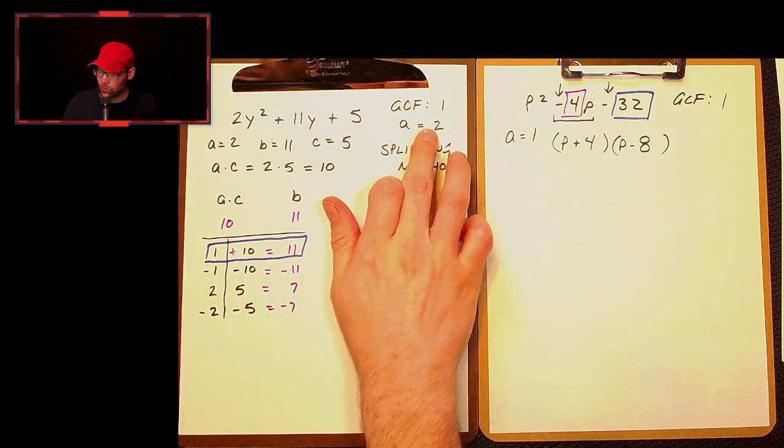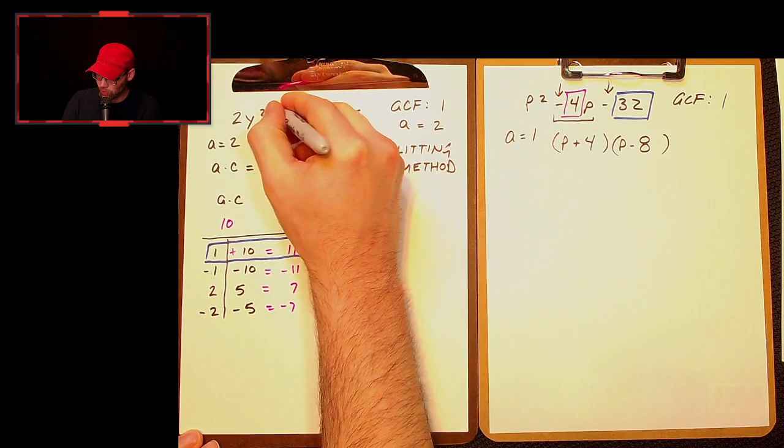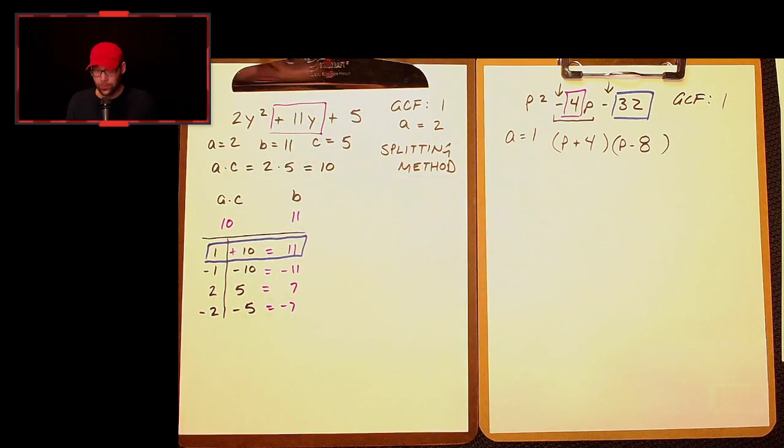Because A is equal to 2, we must use the splitting method, which means we no longer can just write the format of our answer. We actually must split the middle term into 2 pieces. So what do I mean by that? In our problem, we have our middle term, which is 11y. We are literally going to split this one term into 2 terms, and then we will factor by grouping.